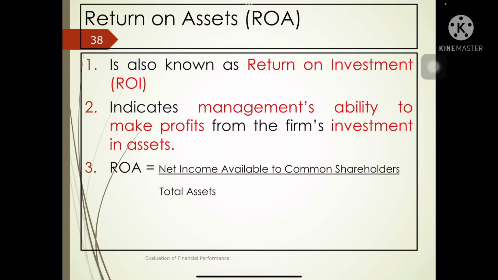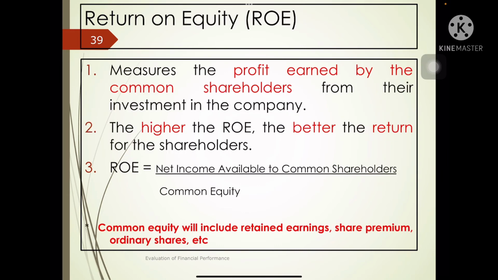Alright, so return on asset is also known as return on investment. It indicates the management's ability to make profit from the firm's investment in assets. Our formula: ROA, or return on asset, equals net income available to common shareholders or ordinary shareholders, divided by the total asset.